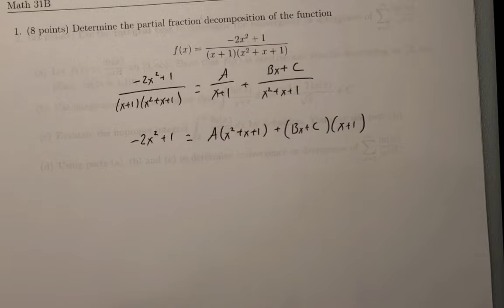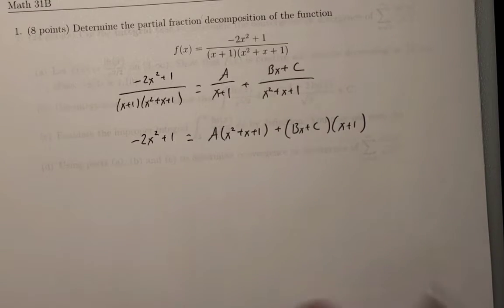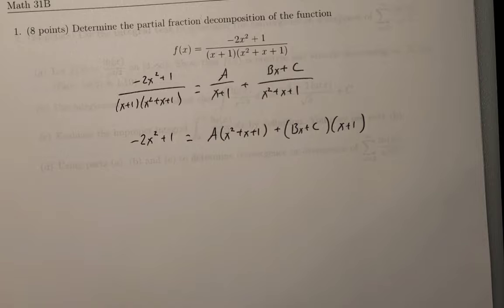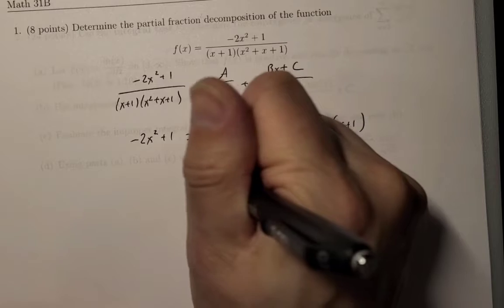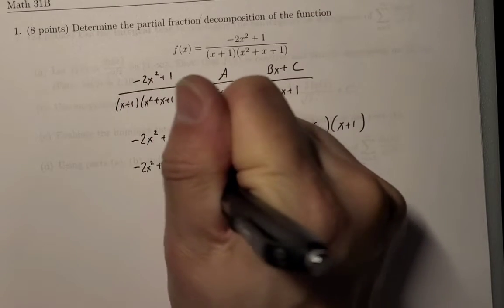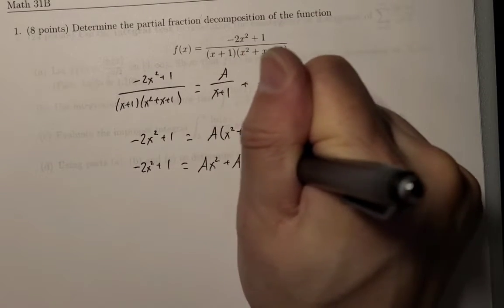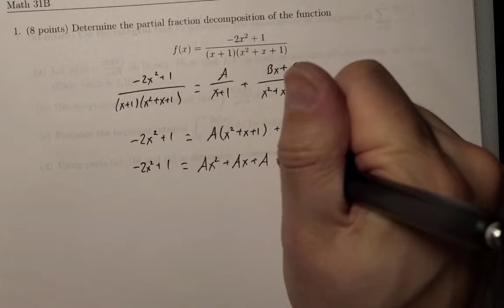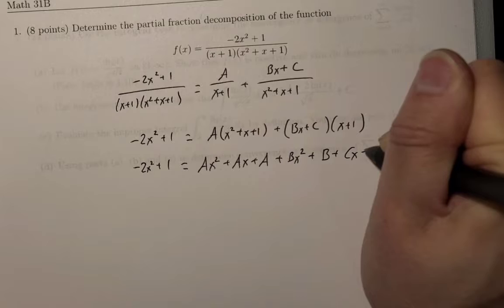If you've seen my other videos, there are multiple ways you can do this. You can plug in values of x to get your system of equations, or we can expand this whole thing out and match coefficients. Usually when there's a quadratic factor, it's faster, at least for me, to expand everything out. So let me do that. Minus 2x squared plus 1, the left-hand side, we don't touch. Distribute A to every term here, Ax squared plus Ax plus A. We're going to FOIL this out over here. This is Bx squared plus B plus Cx plus C.